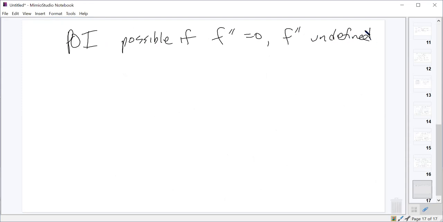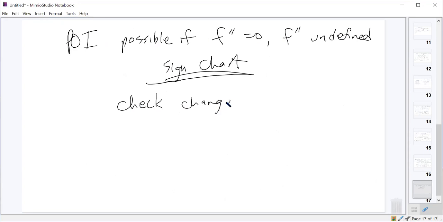And then you need to use a sign chart with your second derivative to see if the actual concavity of the function changes. You need to check for the change in concavity on a sign chart. If you don't check, they're not going to give you the points on a free response, right? For indicating a point of inflection if you haven't proven that there is one there.